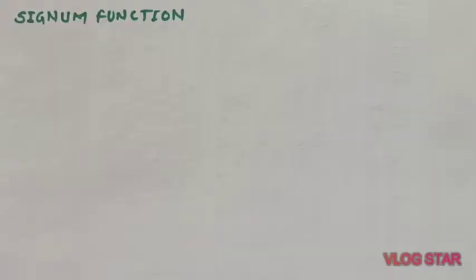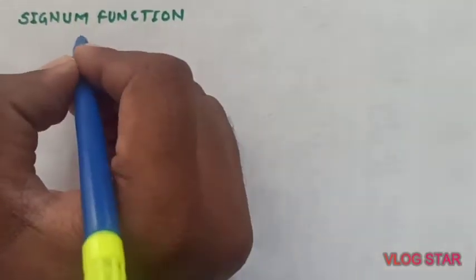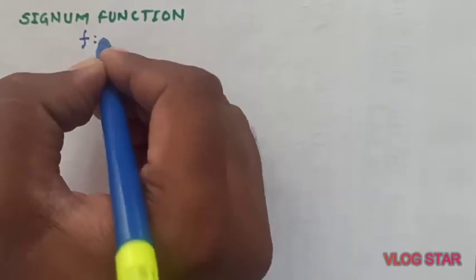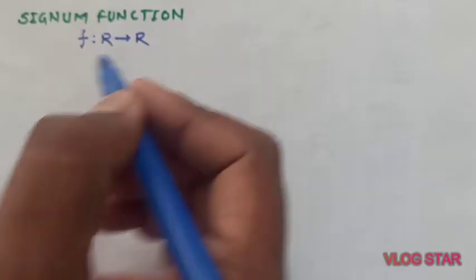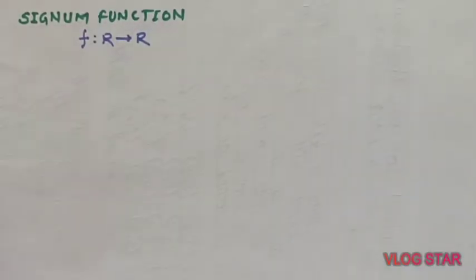While talking about functions, we have to think about one more function, what we call the signum function. It's an interesting function. Why is it interesting? After looking at its range, you will come to know why this function is different from others. It is again a real valued function, so it is from R to R, whose domain is real numbers and codomain is also real numbers.